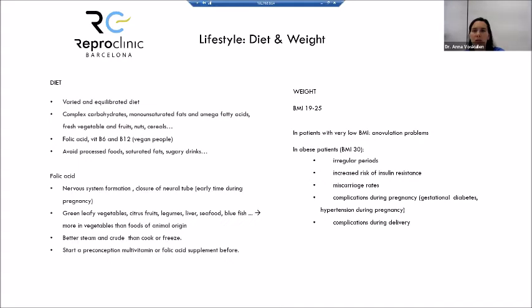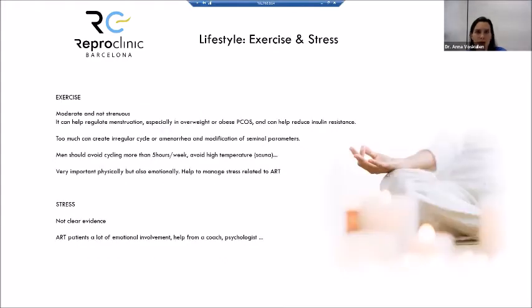And regarding the weight, we would like a BMI between 19 and 25. What we know actually is that in patients with very low BMIs, we can have ovulation problems. And in obese patients, more than 30, we could have irregular periods, increased risk of insulin resistance, miscarriage rates, and complications during pregnancy and during delivery also. So what we recommend is to try, for sure, BMIs under 35, and if it's possible to decrease it under 30.